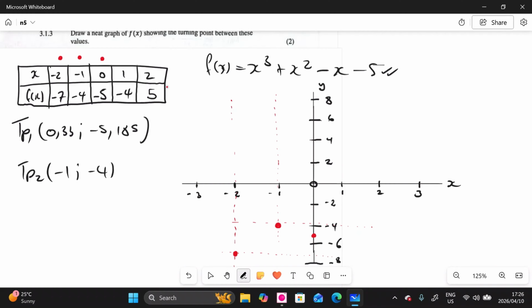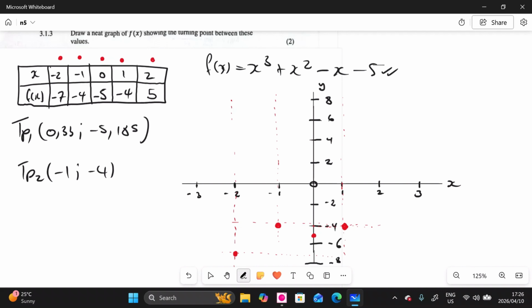Right. Now, when you look at this point here, when x is positive 1, our y, or f of x, is going to be negative 4. So again, we're going to draw a line there passing at 1, and then we draw another line from negative 4 on the y-axis, and then this here is going to be our point as well.